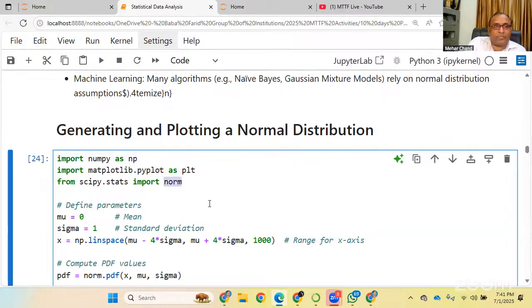Now we have to define the parameters. We have mu equal to 0. This is the mean. Suppose that the mean is 0 and sigma is 1. You can manipulate all these values according to your need.